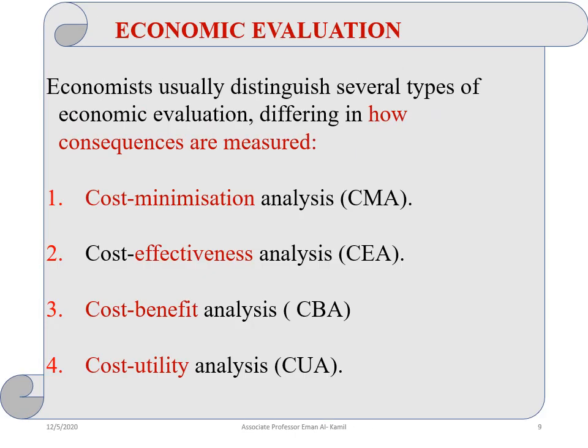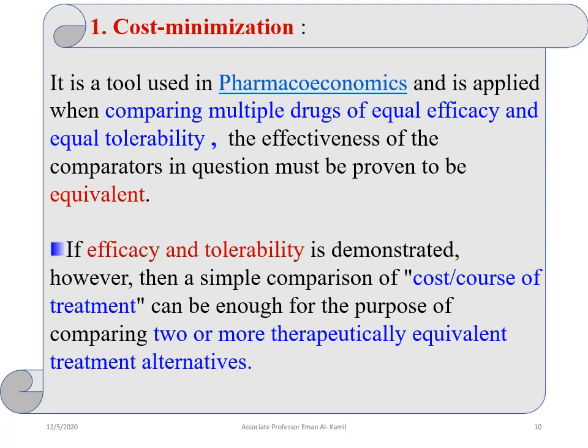So in economic evaluation, we have four types of methods, which depend on how the consequences are measured. It is very important to choose the consequences of each program. First we have the cost minimization method, cost effectiveness, cost benefit analysis, and cost utility analysis, and we are going to discuss each one separately.